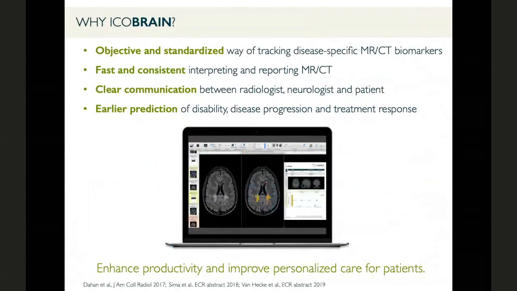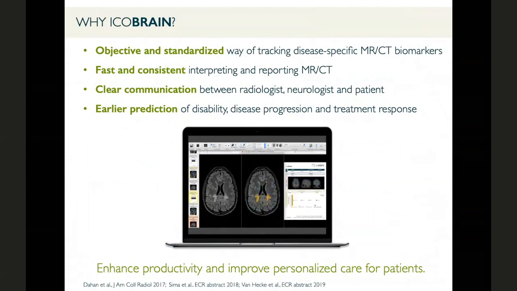And the general benefits of doing this is really the objective and standardized way of reporting imaging biomarkers. It helps you drastically cut down reading time by providing volumetrics with normative references on the one hand and color-coded segmentations on the other hand. This can improve the intra and inter-rater agreement and therefore bridge the gap between subspecialized neuroimaging readers and less experienced ones. All of this also helps with the communication between the radiologist and the neurologist, but also the neurologist and the patient who can better conceptualize what is going on in their brain.